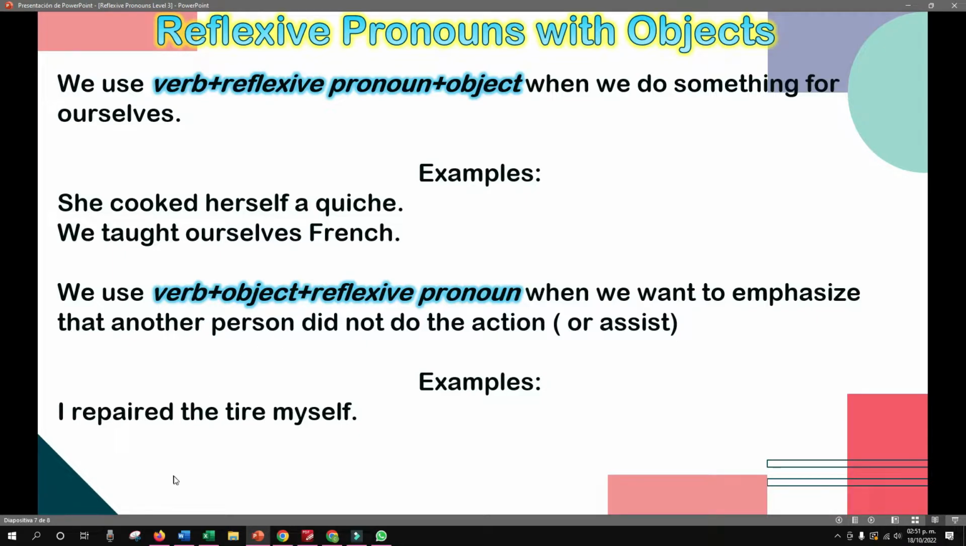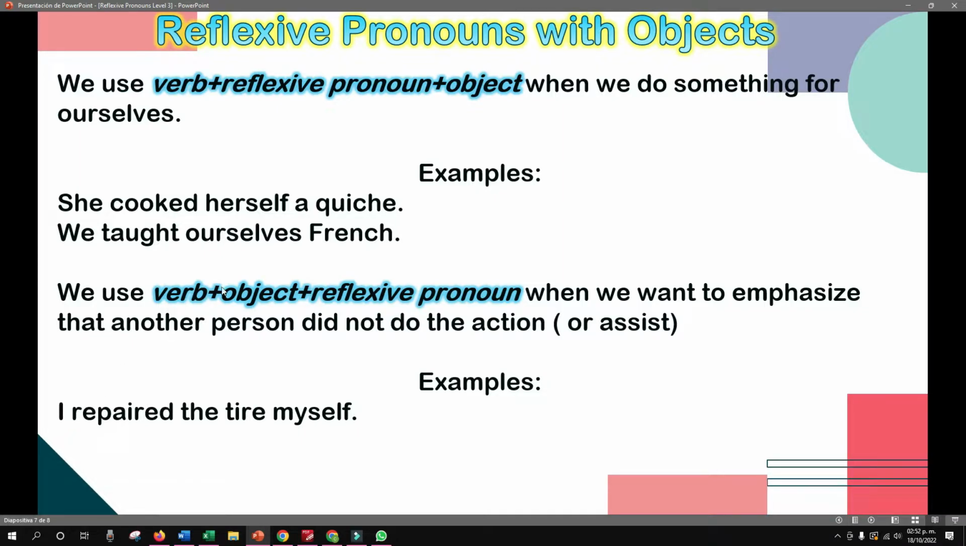Look at this one. I repaired what? Aquí tenemos sujeto, I, repair, que sería nuestro verbo, the tire, ¿qué reparamos? La llanta, ¿verdad? Myself. Y luego tenemos el pronombre reflexivo. ¿Ok? So, we make emphasis that another person did not do the action, right? O sea, nadie más vino a realizar esta acción, sino que yo lo hice por mí mismo. Yo reemplacé la llanta, ¿verdad?